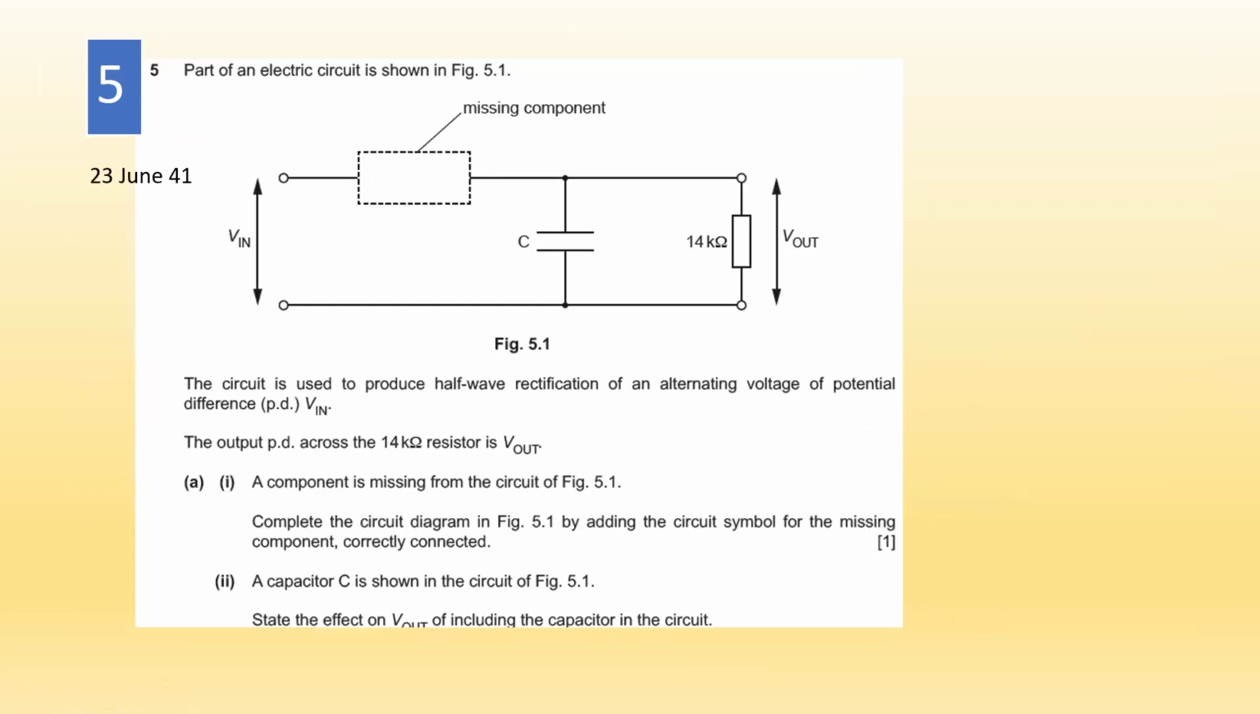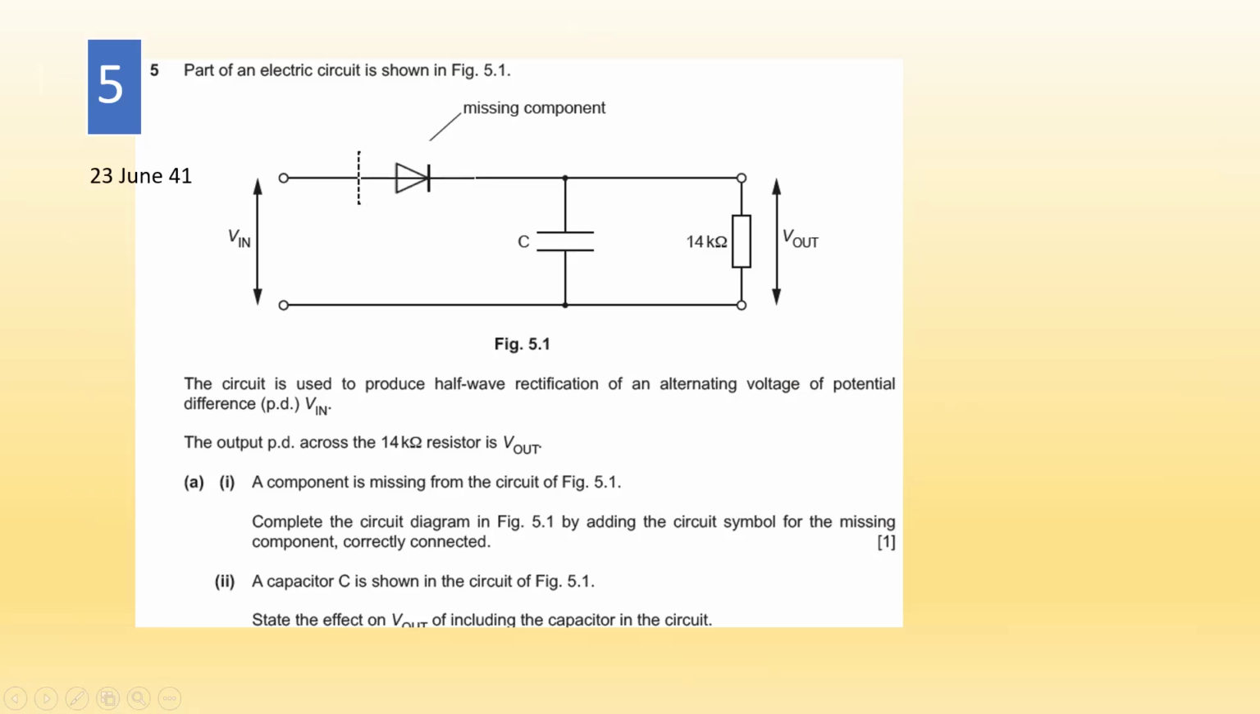Part of the electric circuit is shown in figure 5.1. The circuit is used to produce half-wave rectification of an alternating voltage or potential difference V in. There's your V input. There's your V output. The output across the 14 kilo-ohm resistor is V out. A component is missing from figure 5.1. Complete the circuit diagram in figure 5.1 by adding the circuit symbol for the missing component.